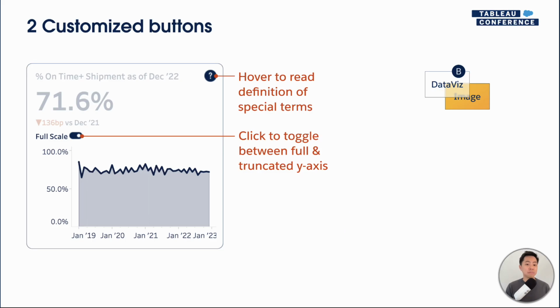Now let's talk about the customized buttons of the dashboard. Earlier, I've demonstrated two use cases for buttons. First of all, the one when you hover over the question mark icon, the definitions of online plus shipment occur as a tooltip. And the second use case is the full scale toggle switch. When a user clicks it, it will change the chart from a full 0 to 100% y-axis to a truncated one showing only the data. So how did I do it?